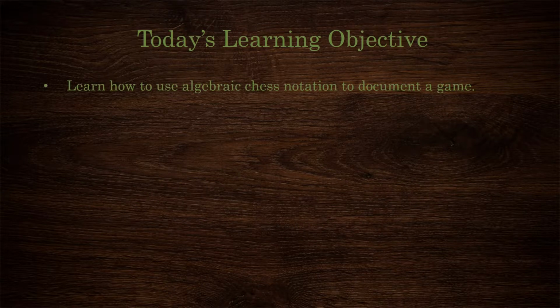Today's learning objective is to learn how to use algebraic chess notation to document a game. You'll find in the links to the video a link to a PDF document with a blank scorecard if you don't have a score sheet to write on.